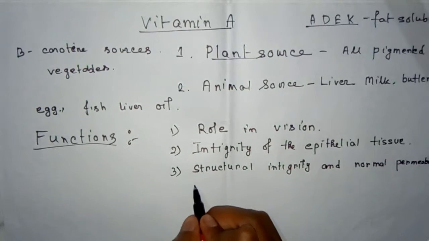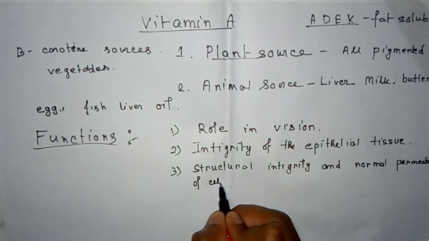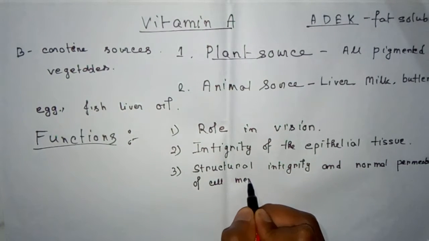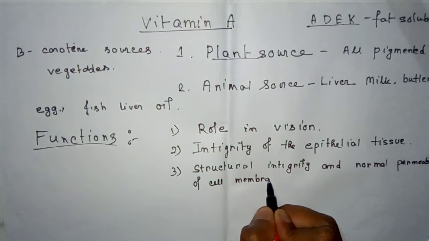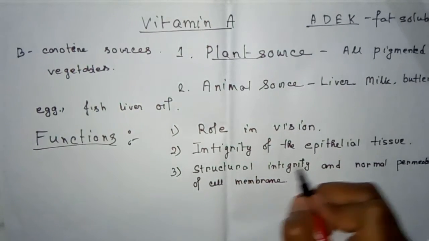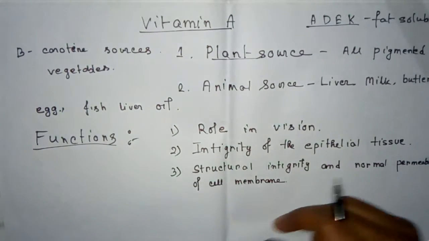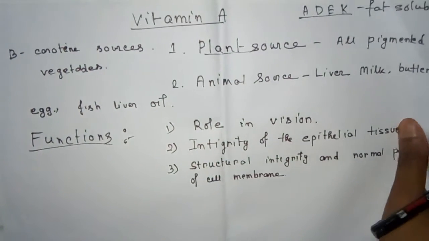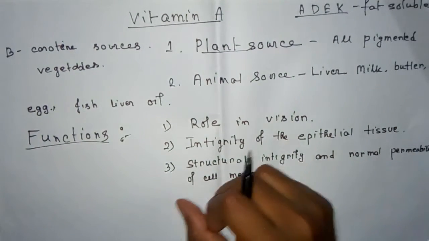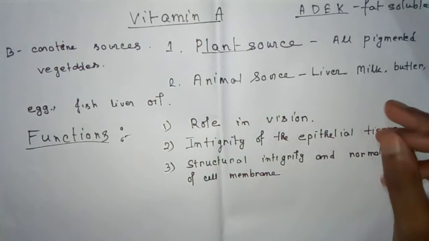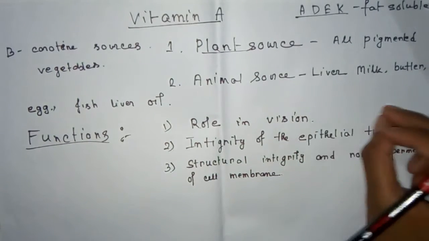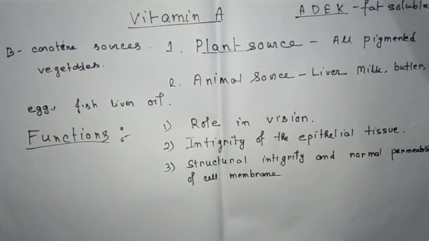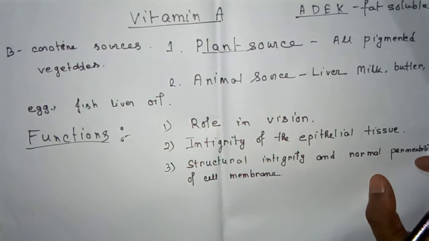So these are the three functions. Number four is that it accelerates the normal formation of bones and teeth. And number five, vitamin A is involved in the synthesis of chondroitin sulfate. So these are the functions of vitamin A.